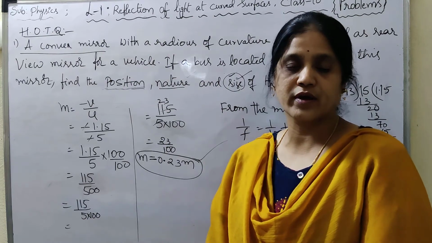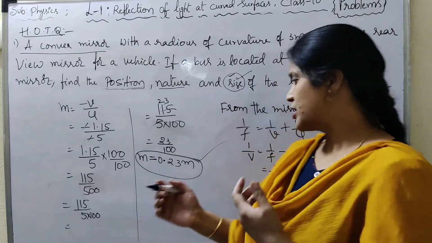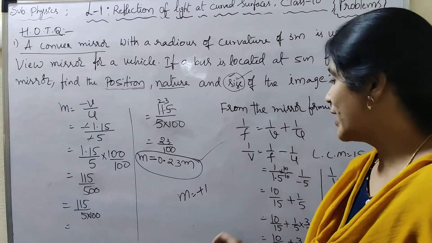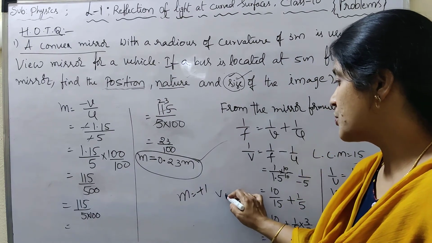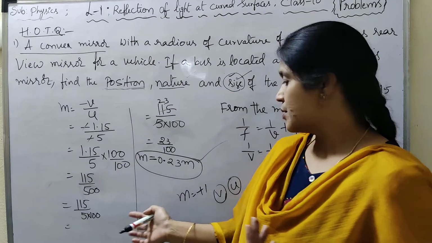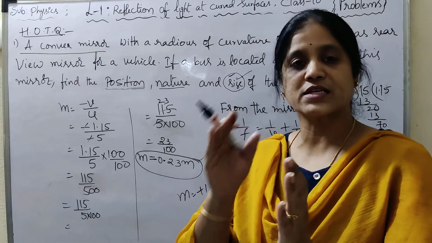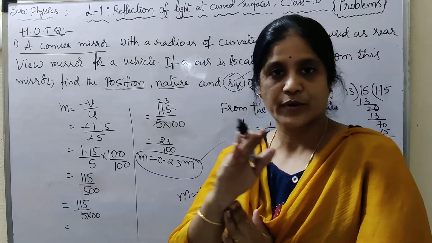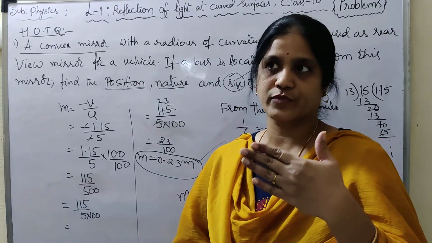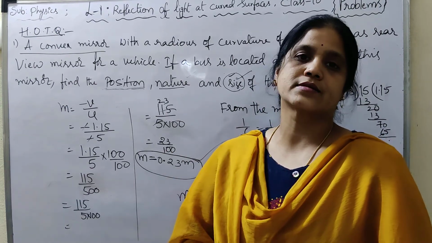And one more problem is given. If the magnification value is +1, what does it mean? It means that when the image distance and the object distance are both the same, then you will get the magnification value as 1. So where will you get that value? When you place an object at C on the principal axis, you will get the image at the same center. You will get an inverted image below the principal axis.